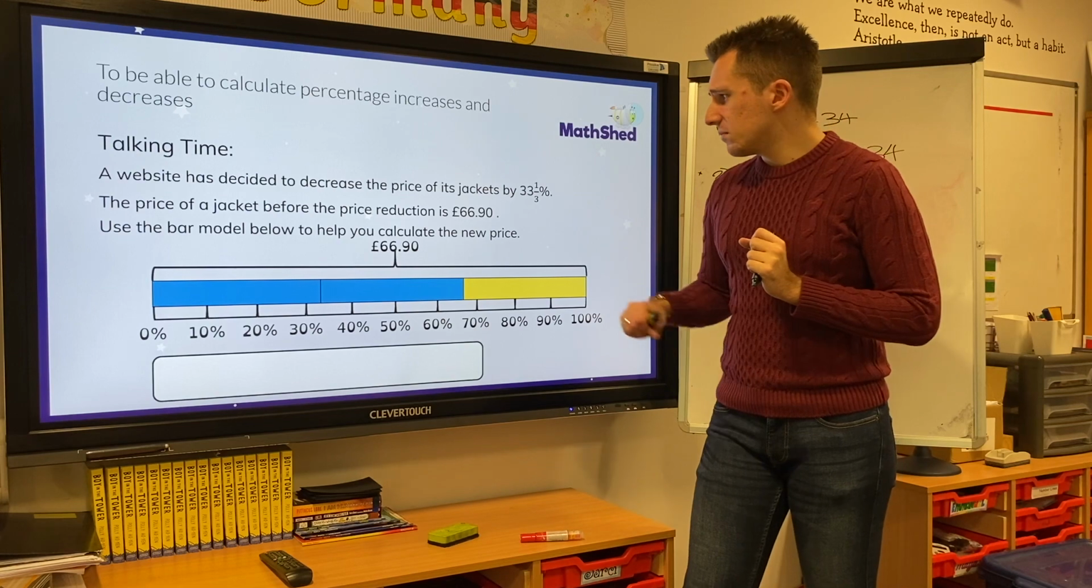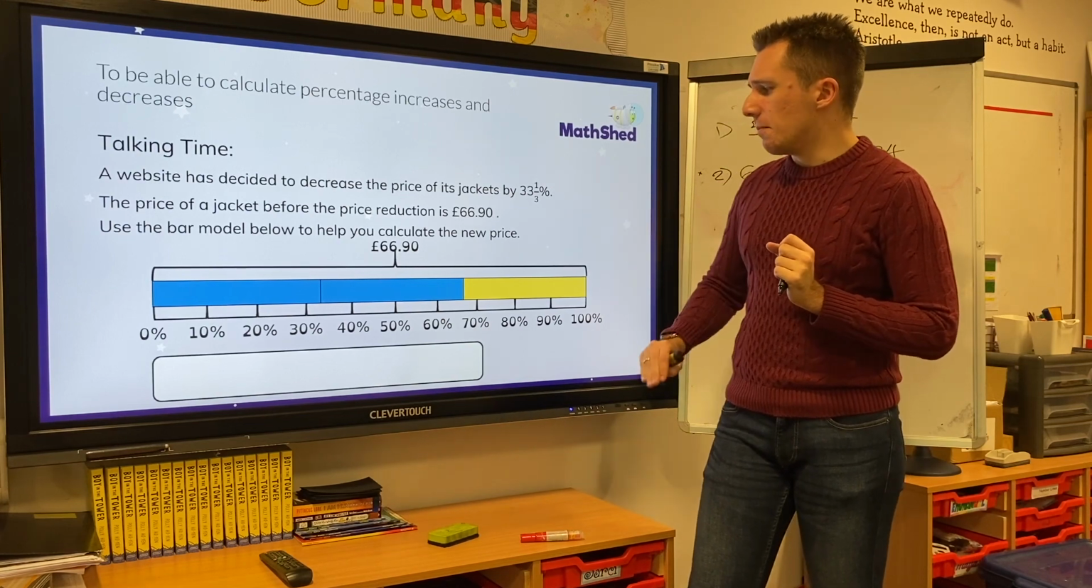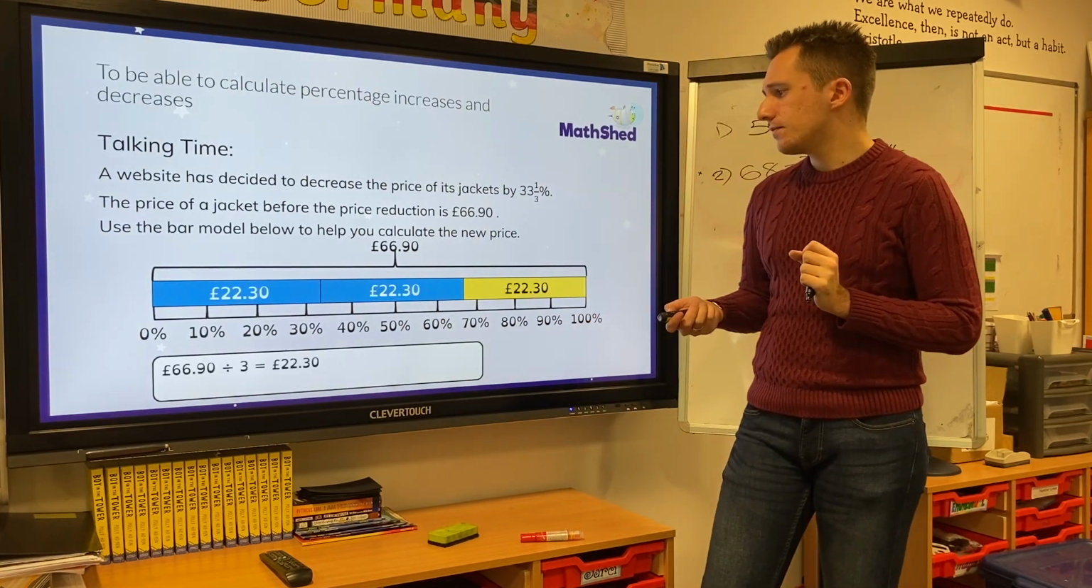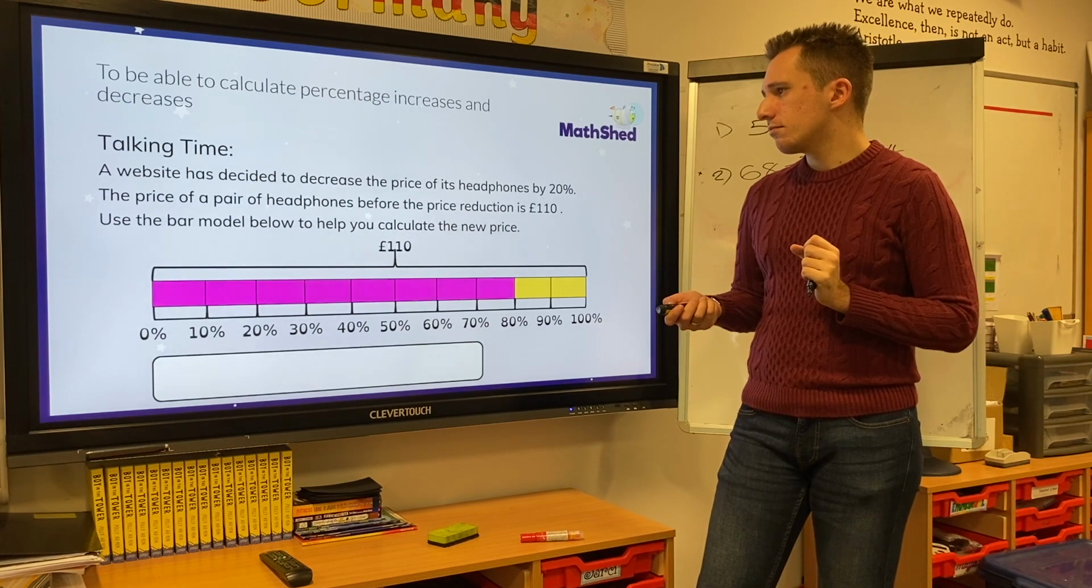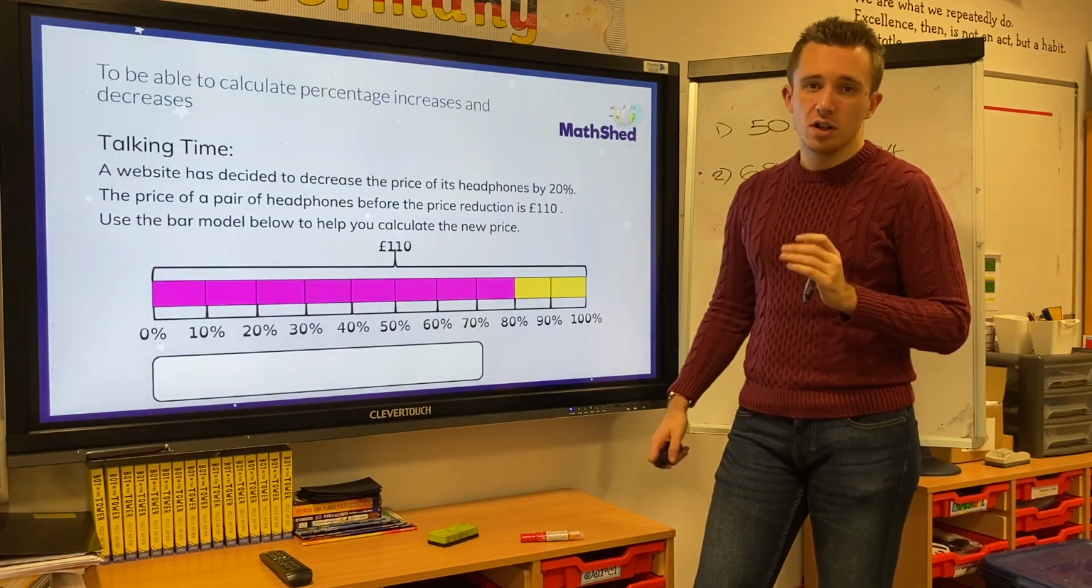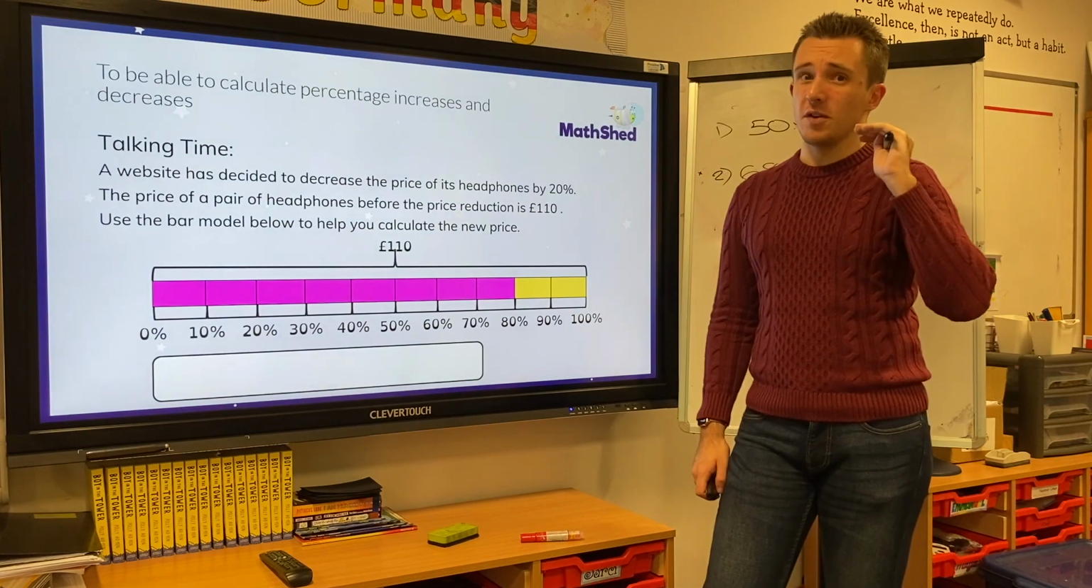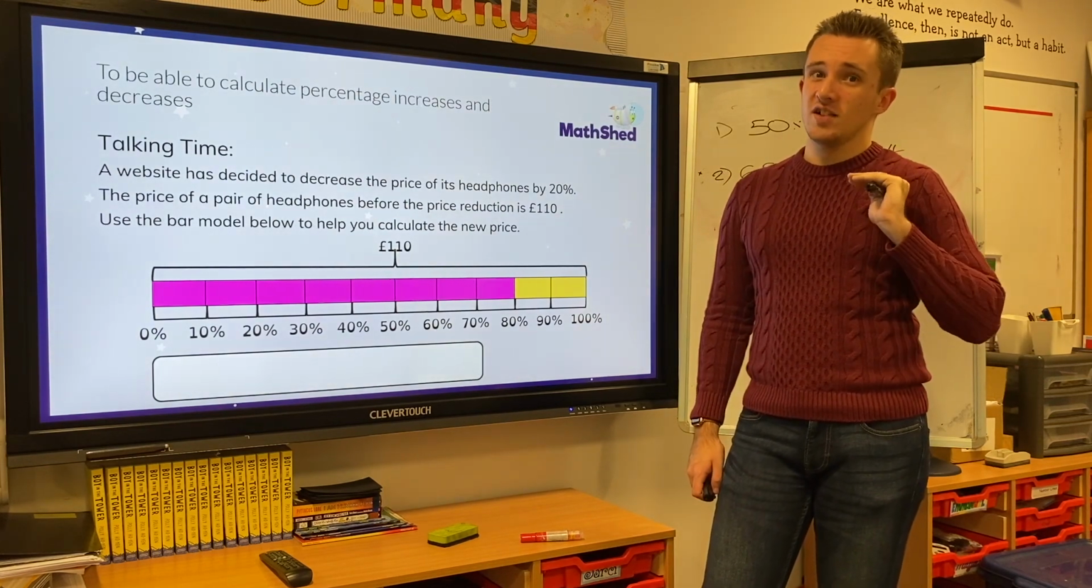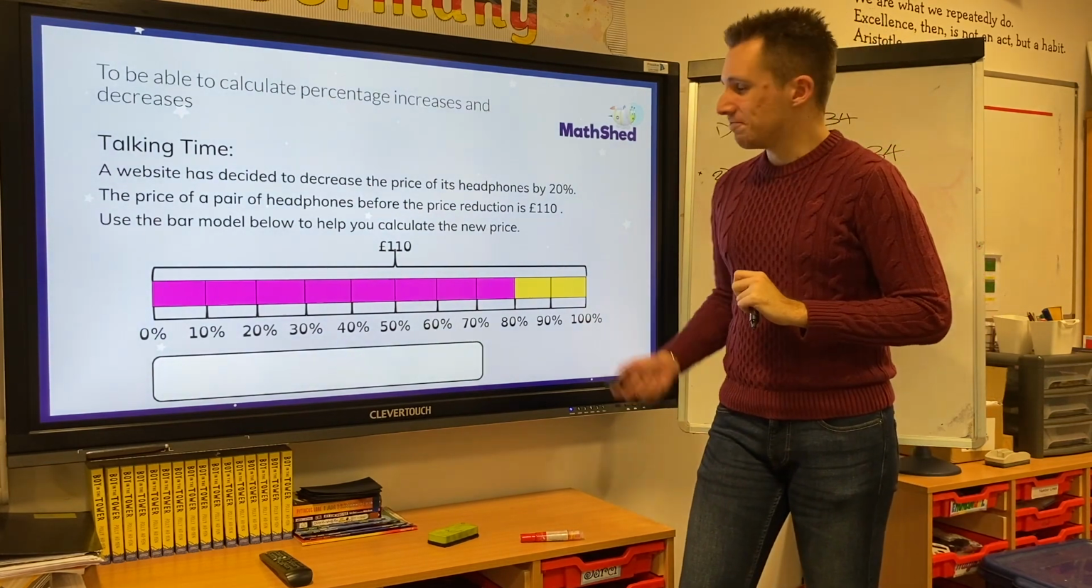Same with this one. Find the percentage of the number, take it away. Same with this one. You hopefully realise by now. Find the percentage of the number, take it away.